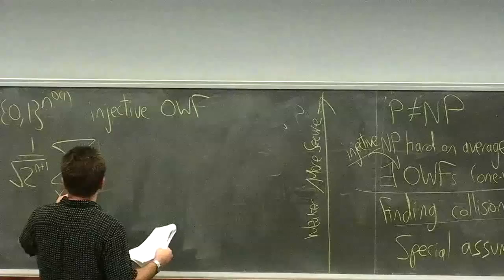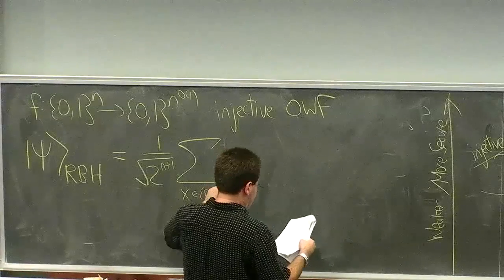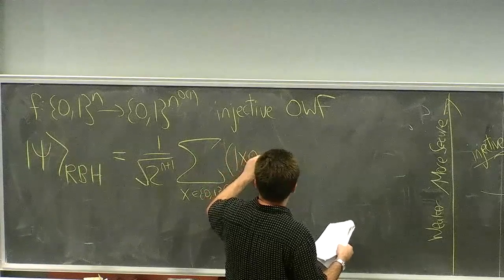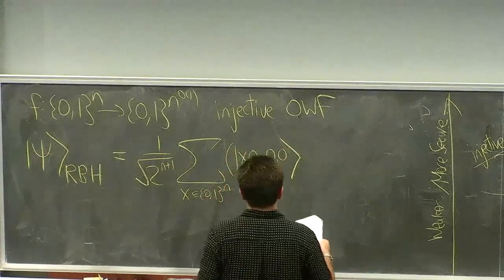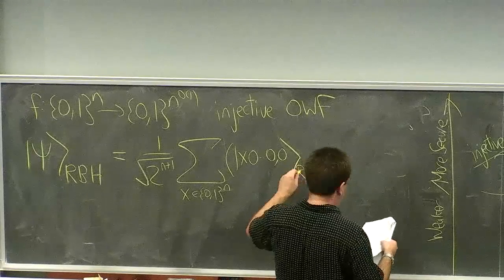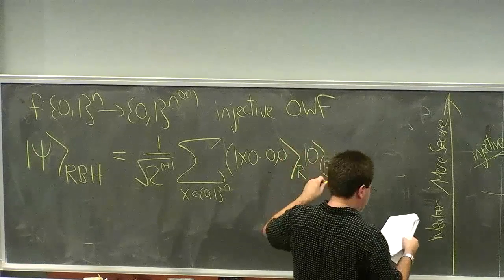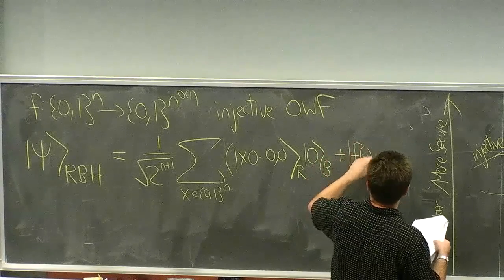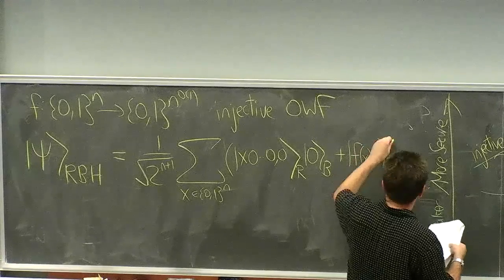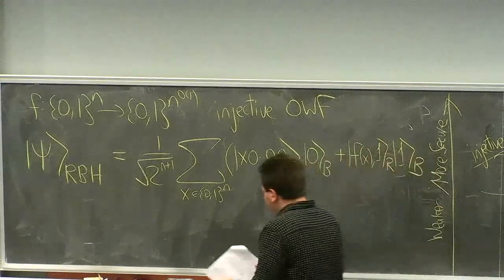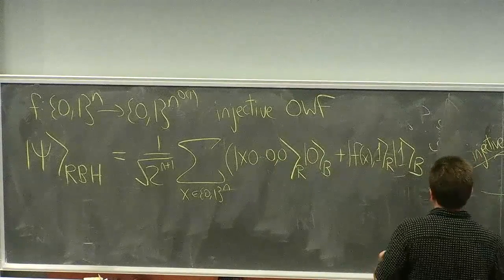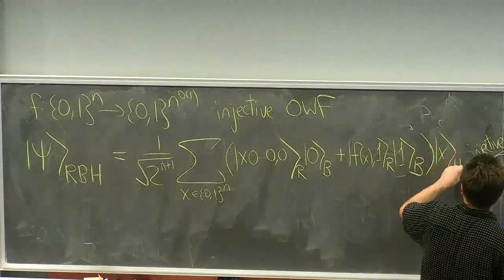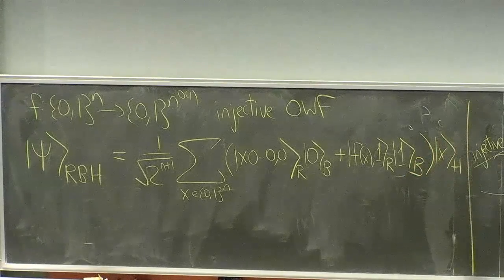Let it be an equal superposition over all n-bit strings x: x, which is just x padded out with zeros in the Hawking radiation, 0 on B, plus f of x, comma 1 on R, 1 on B, and x on H. So this is going to be our state.